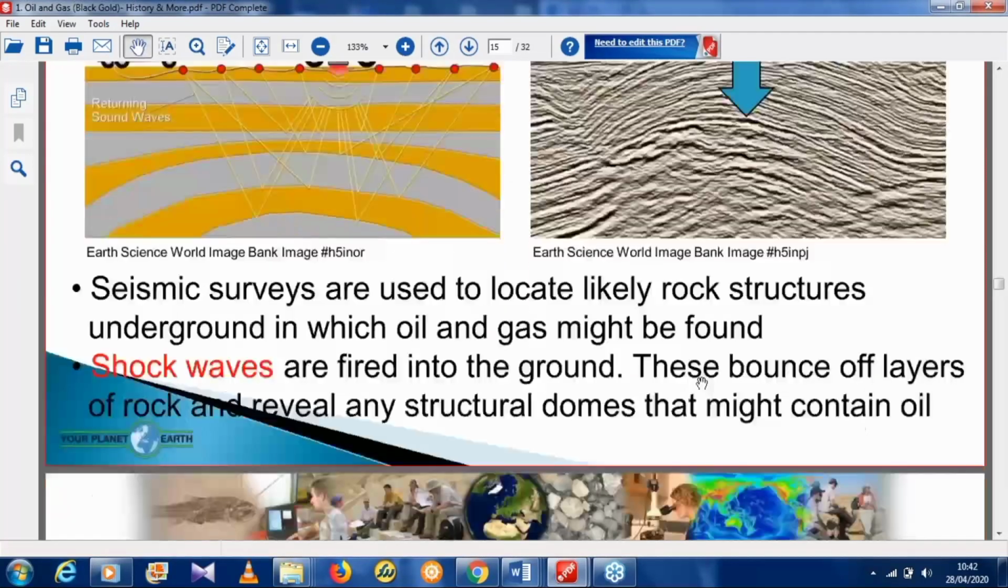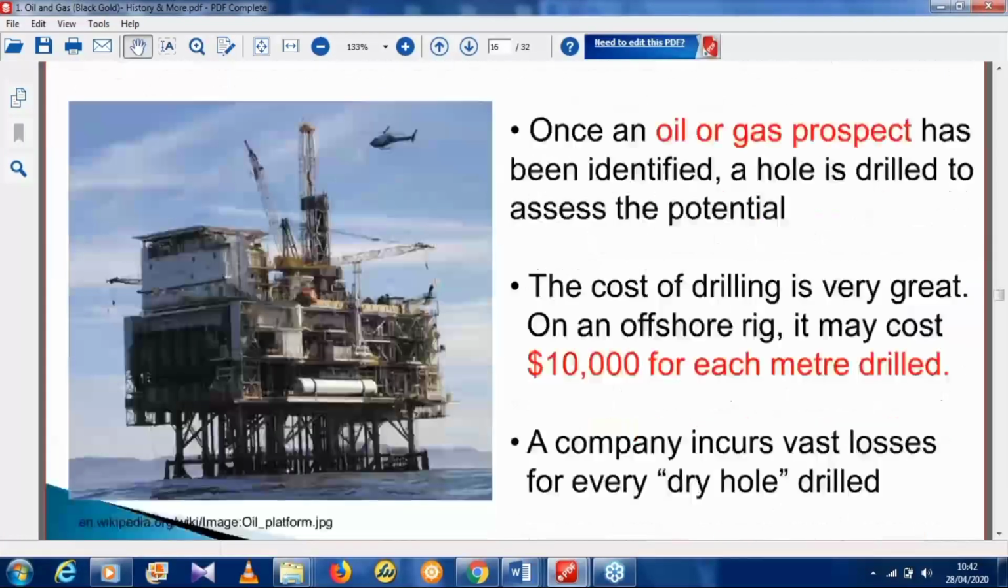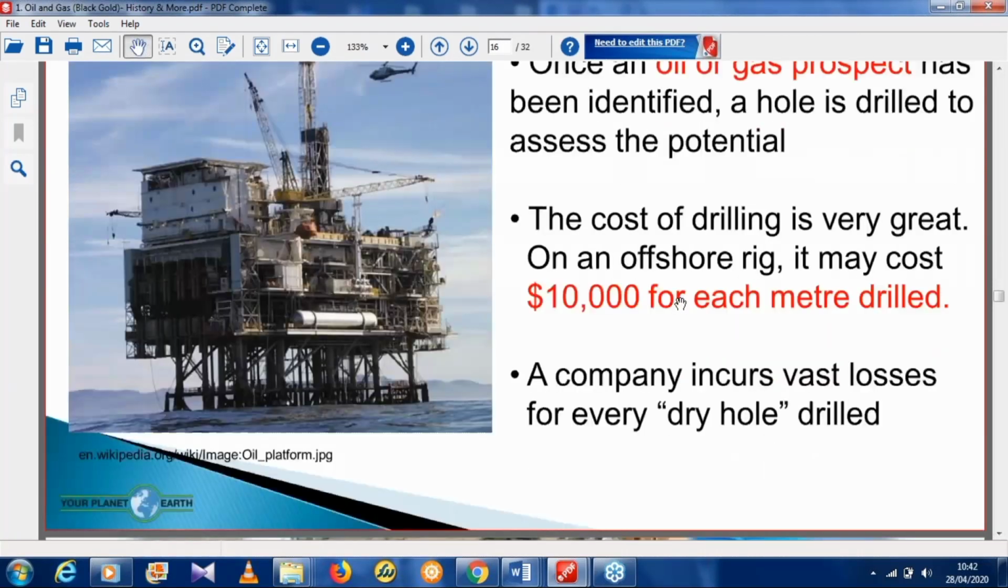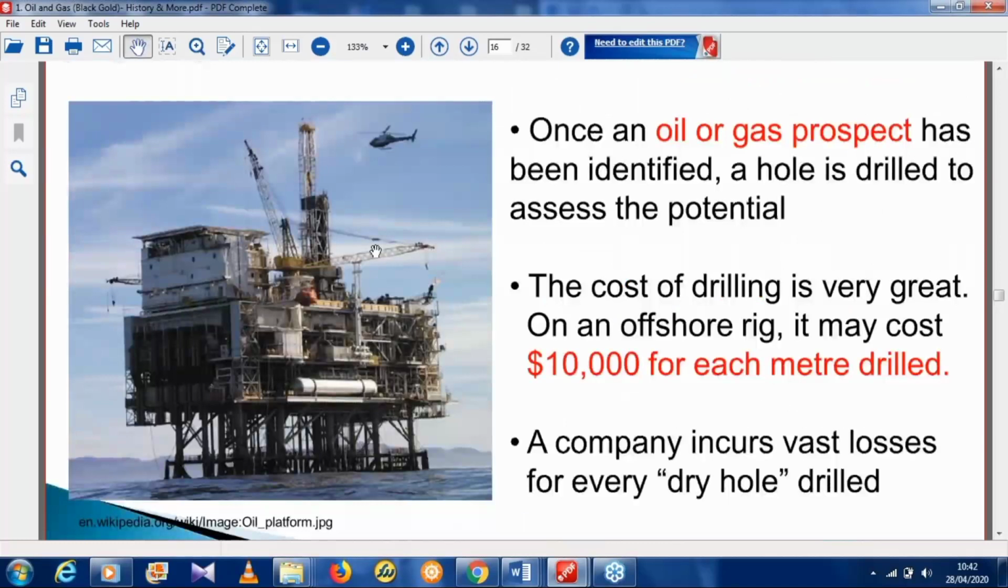Now, another thing: once an oil or gas prospect has been identified, the hole is drilled as I've said, and this could cost a lot of money. An old rate was $10,000 for each meter that is drilled. So you can imagine what the rate would be now; it has gone beyond this rate already.